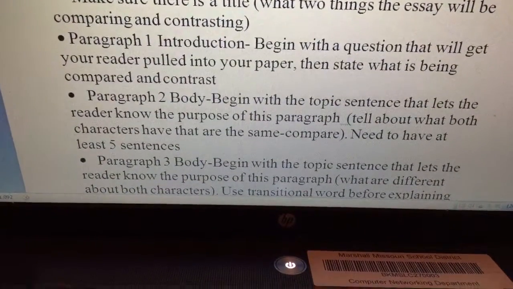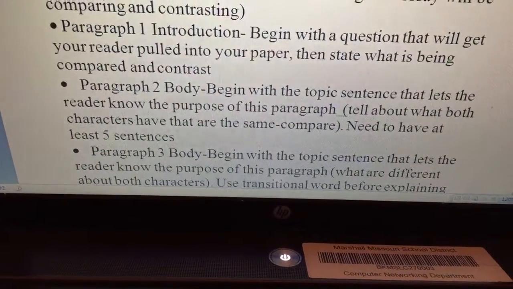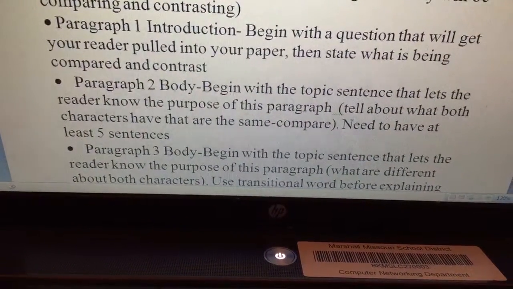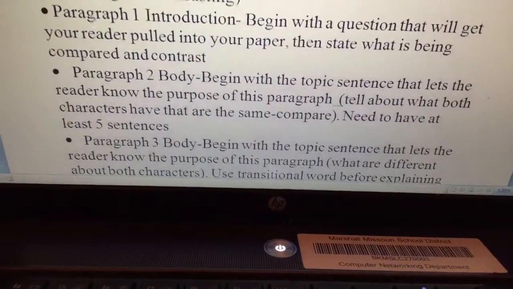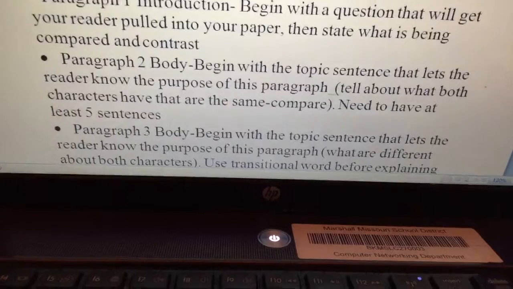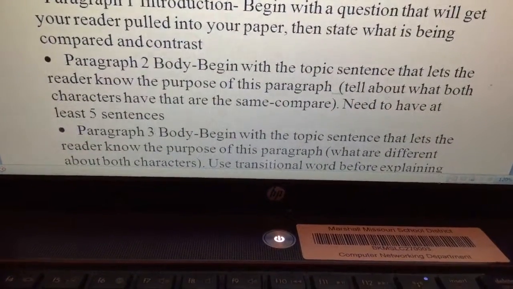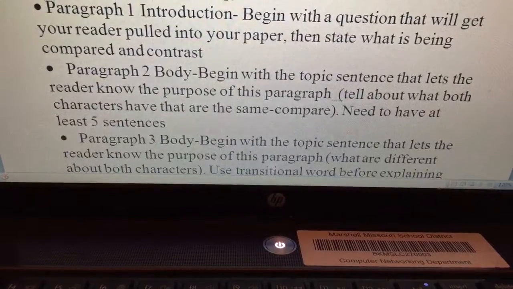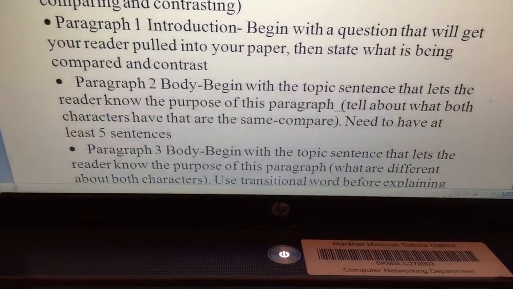Let's start off with paragraph 1. Anytime you write a compare and contrast paper, you always begin with a question that will get your reader pulled into your paper. Then you state what you're comparing. Okay, that should be about 3 sentences. 3 to 5 anyway. Make sure that you indent because it is in paragraph form.